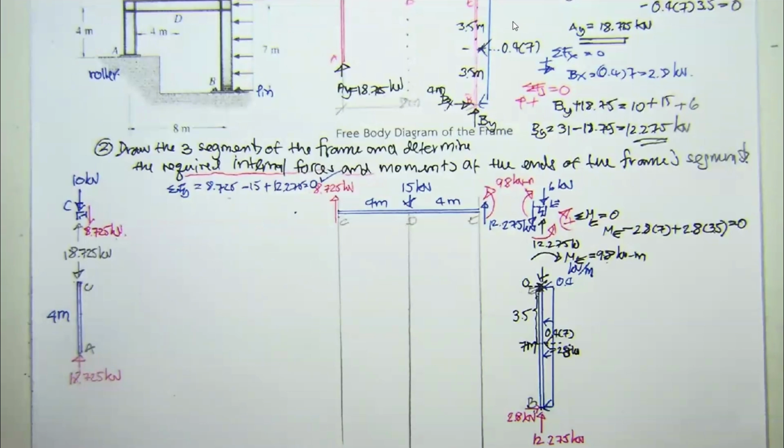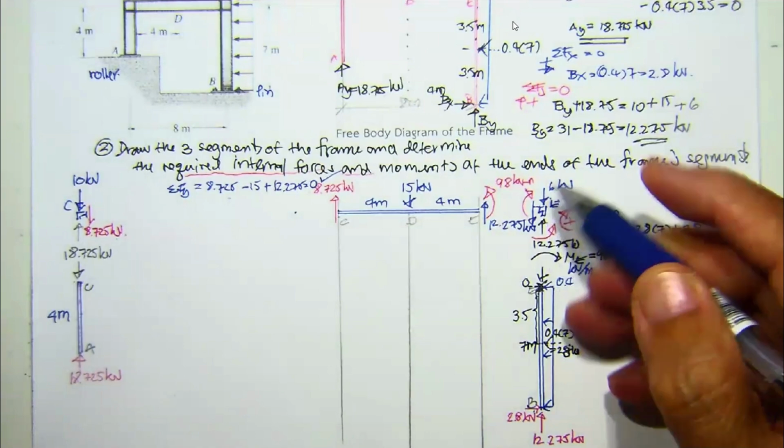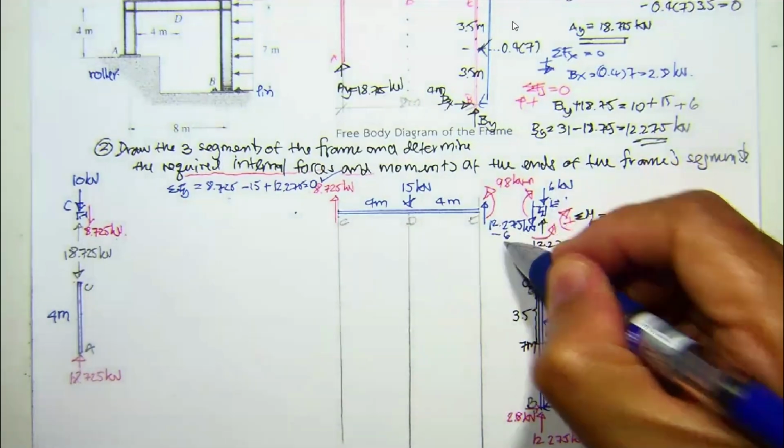It's not 0. Oh yes. I forgot one thing. Thank you very much. I just forgot this one. This one 12.5 up, minus 6. This one is supposed to be minus 6.